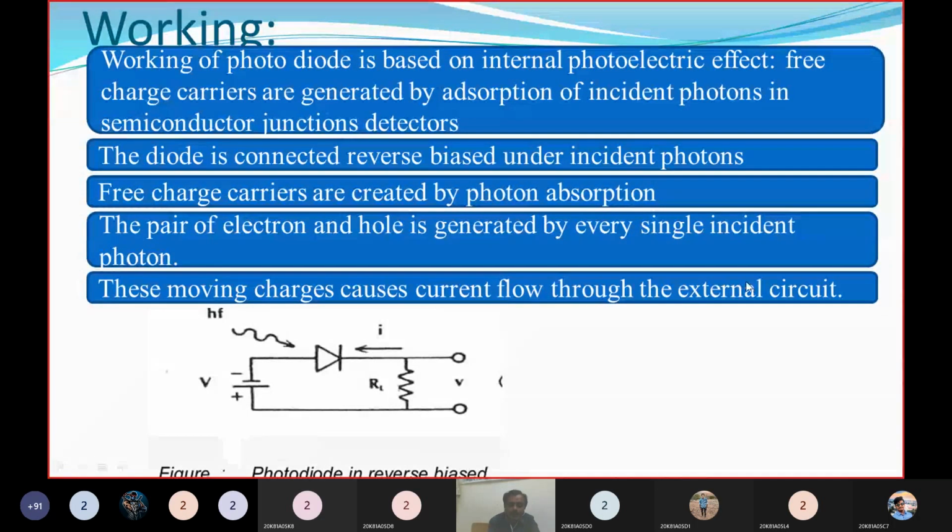Here, what happened? Electron-hole pairs will be generated. Those are the charge carriers, and they will move freely. So these are involved in a circuit flow. Because of those carriers, current flows through this circuit.